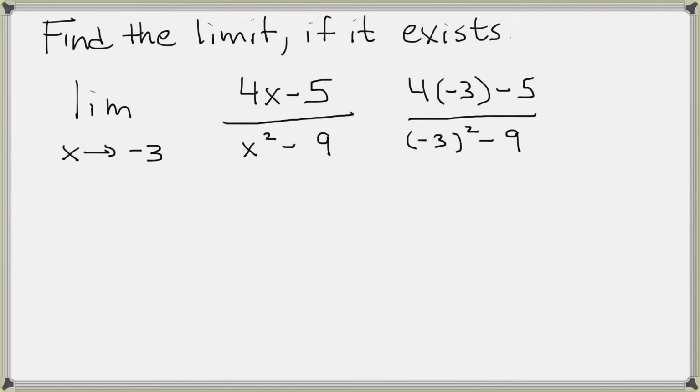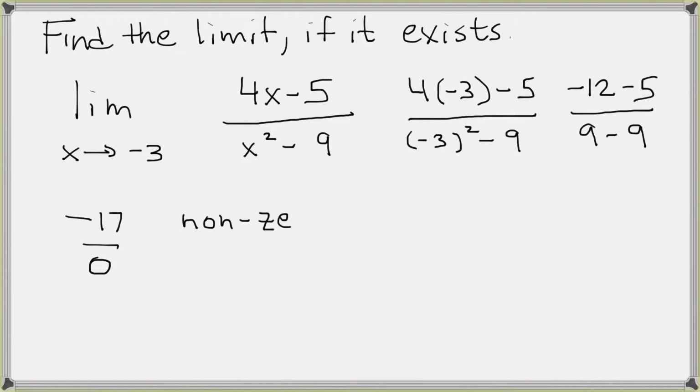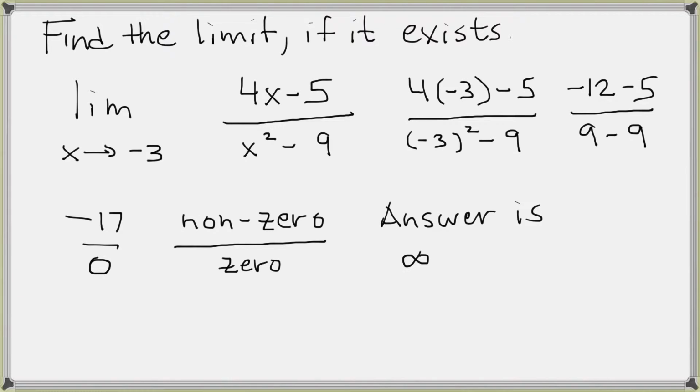So when we simplify that out, we get negative 17 over 0. So what we've wound up with is a non-zero number, negative 17 over 0. So we know that the answer here is going to be either infinity, negative infinity, or it does not exist.